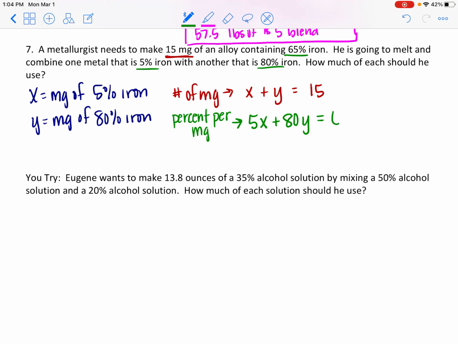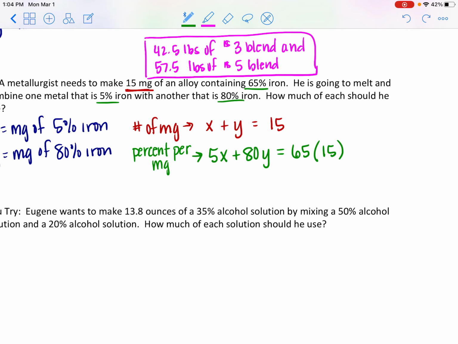And then it's going to be 65% per milligram of the mixture, which is 15 milligrams. So just like in the last one, where we take our percent and multiply by the number of milligrams, take our percent, multiply by the number of milligrams, take our percent, multiply by the number of milligrams. Gotta have that piece in there to get an answer that's going to make sense for us.